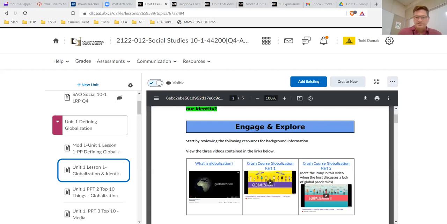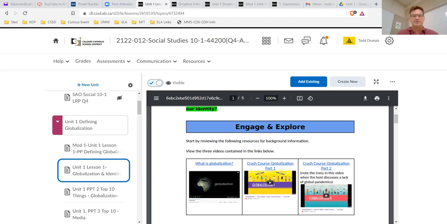So once you've downloaded it, you have to watch the three different videos and then read the excerpt from the article below. This is a highly positive perspective about the spread of McDonald's. I want you to highlight the positive aspects and the negative aspects of McDonald's being spread around the world.